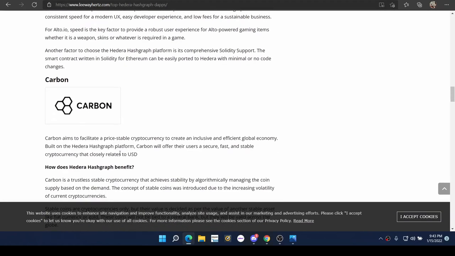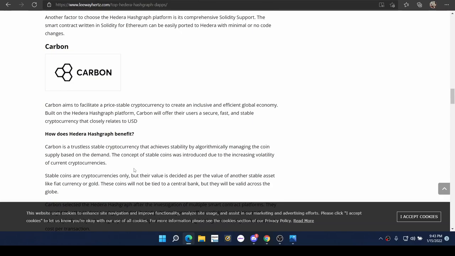Alto, Carbon, which aims to facilitate a price-stable cryptocurrency to create an inclusive and efficient global economy. So I think this would be in direct competition to Kodi, the stablecoin in DeGed that's going to be launched on the Cardano ecosystem. So it'll be good to see who is going to beat the race to the cake. Cake is in partnerships and money.